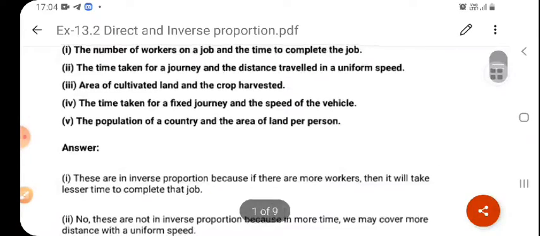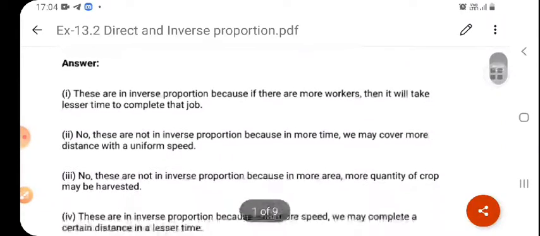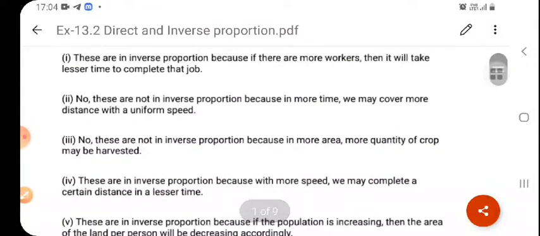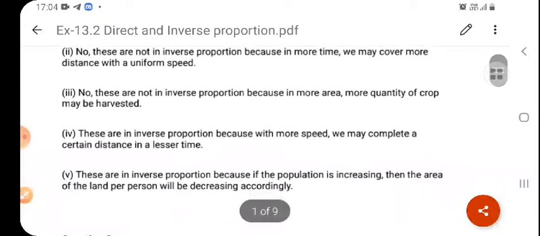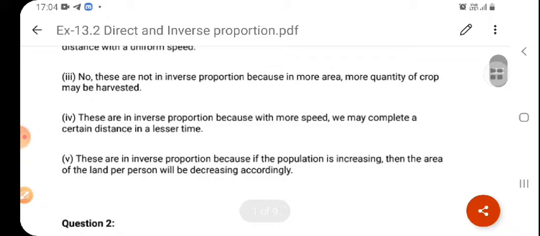The fourth one is the time taken for a fixed journey and the speed of the vehicle. So these are in inverse proportion because with more speed we may complete a certain distance in less time. And because the population is increasing, the area of the land per person will decrease. So these are in inverse proportion.